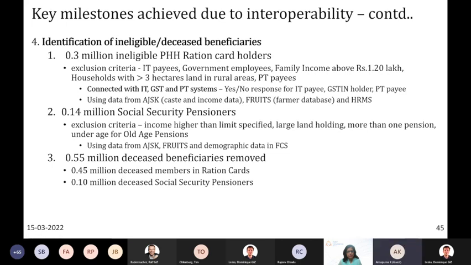Through the broadcasting mechanism for sharing the deceased data, nearly 0.55 million deceased beneficiaries have been removed. Mainly about 4.5 million in ration cards and about 0.1 million in social security pensions. Next slide, please.